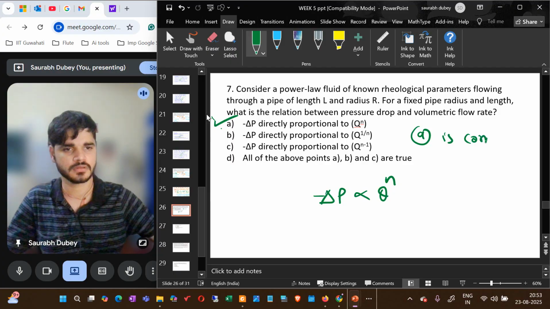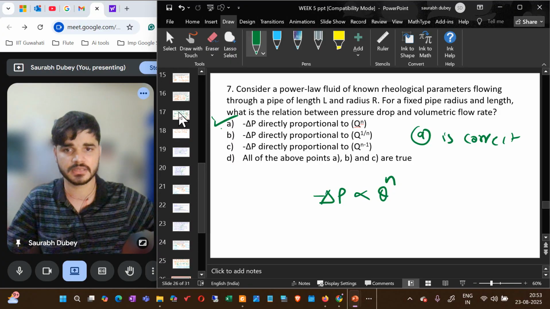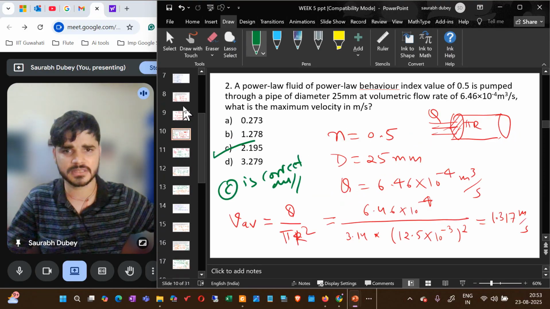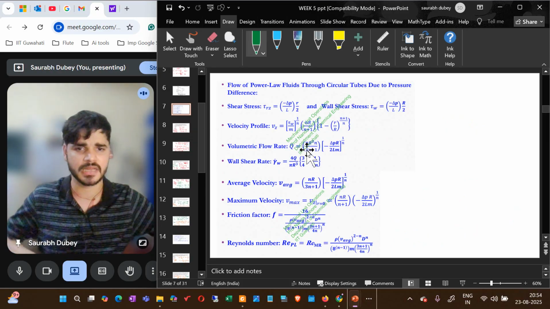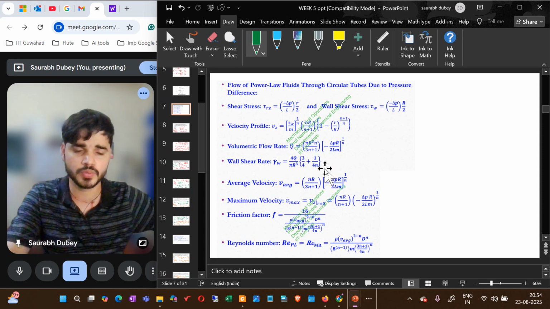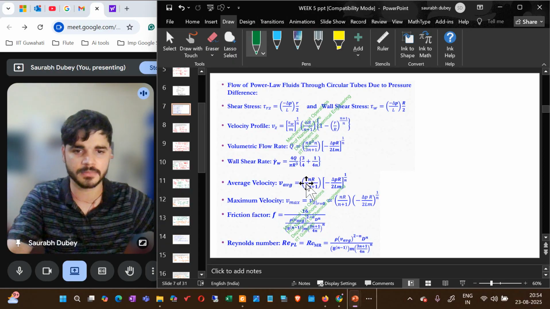And if you want me to explain this in more detail, then I have already added some slides over here for that, because those expressions we have already derived. So here, I think the Q and delta P relation, if you see, then you will come to know about this, right?